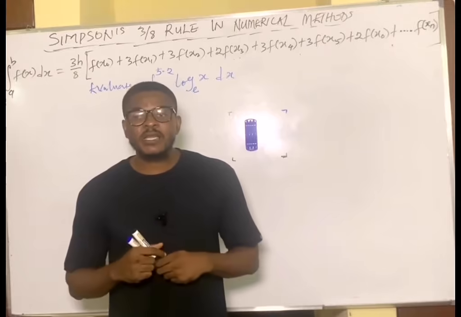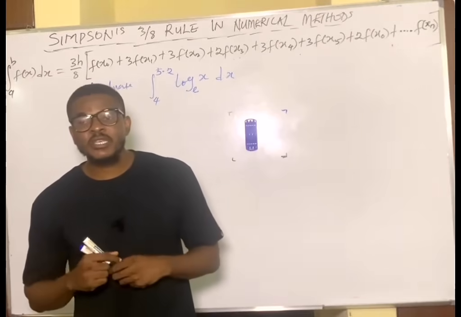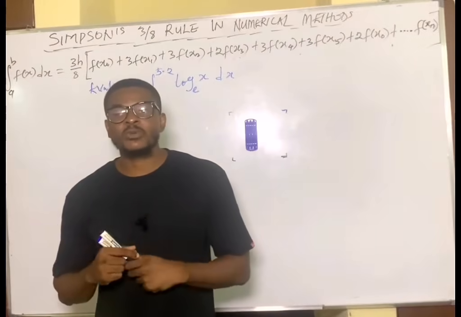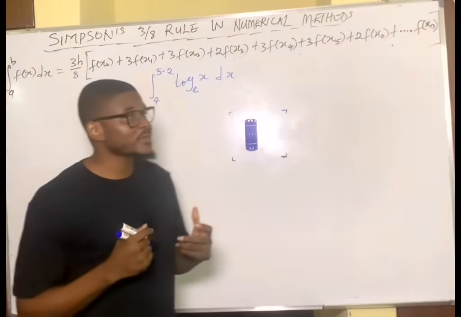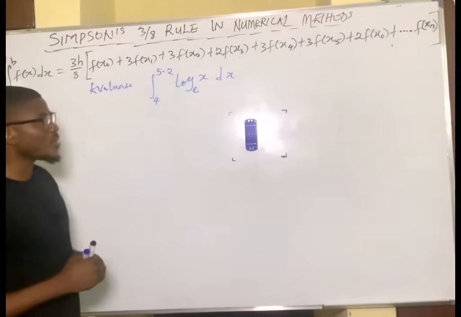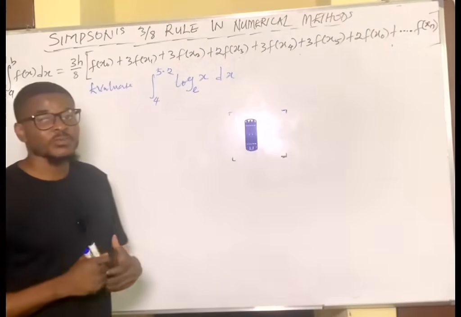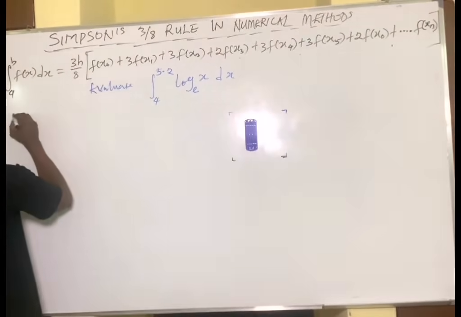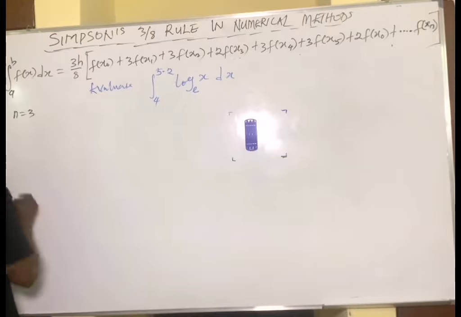In the first video I explained that we utilize the Simpson's 3/8 rule when our subinterval is a multiple of 3. And I also explained that in order to avoid the lengthiness of the Simpson 3/8 rule formula, always take your subinterval to be equal to 3. So for this question, we are going to take n, which is the subinterval, to be equal to 3.